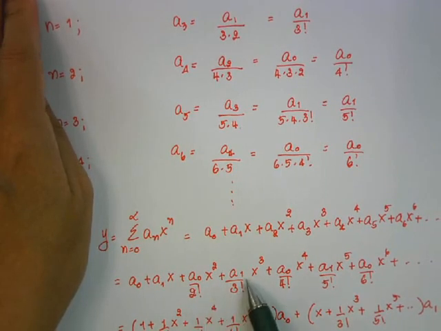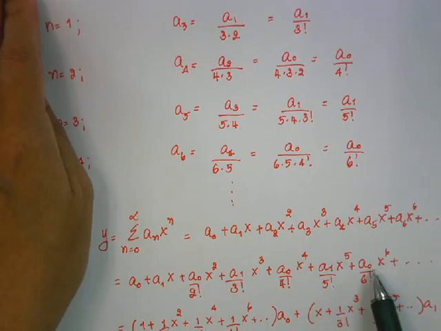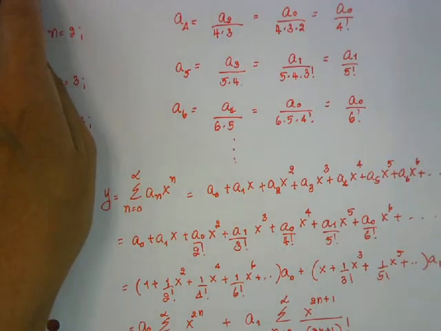And your a3 is equal to a1 divided by 3 factorial. Your a4 is equal to a0 divided by 4 factorial. Your a5 is equal to a1 divided by 5 factorial. And your a6 is equal to a0 divided by 6 factorial. Do you see the rhythm there? Okay. Now, you rearrange it again.